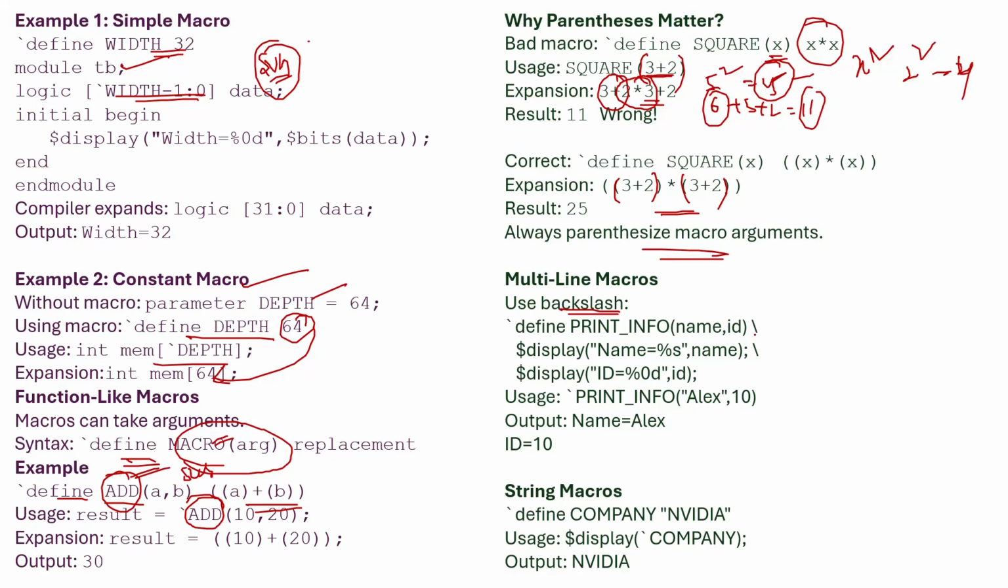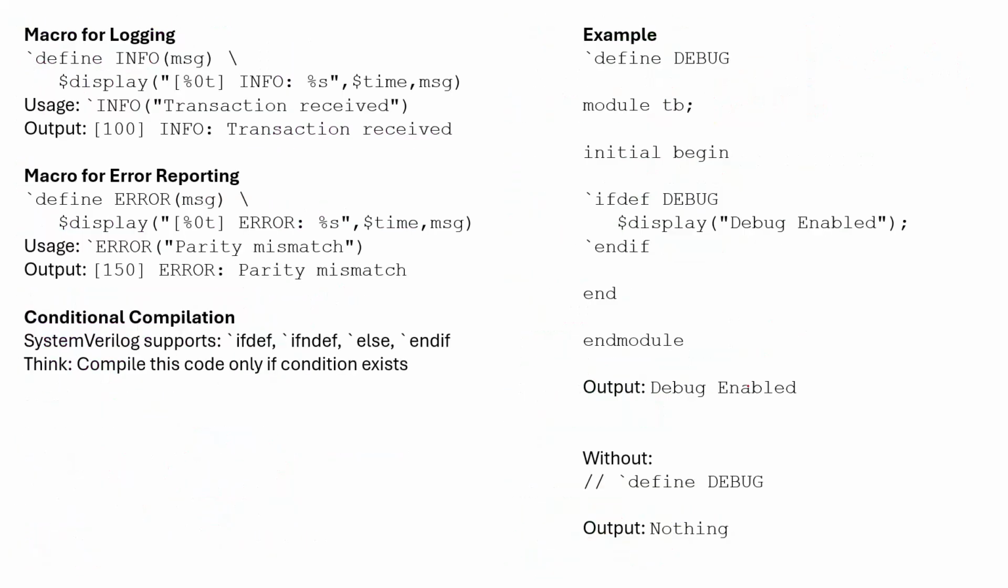And backslashes, what is the purpose of using them? A backslash separates lines, for example in string macros, like tick define company Nvidia, or Qualcomm. Backslash is for line separation: backslash n gives a new line, backslash t gives tabs, spaces.